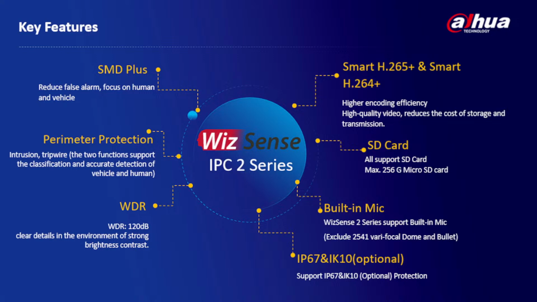WDR is also a very important feature. If you are going to install a camera where you have two different lighting situations, you definitely need the WDR feature. Otherwise, if you are using normal cameras, you will not get a clear image, or there will be a blackout image, or you can say a blurred image. So on entrances or where you have two different lighting situations, you need to go with the WDR camera. So we came up with the WDR feature also in WizSense Series 2. So let's move forward.